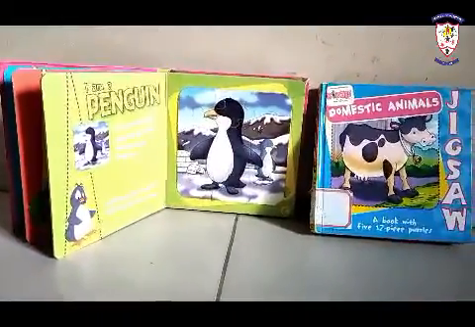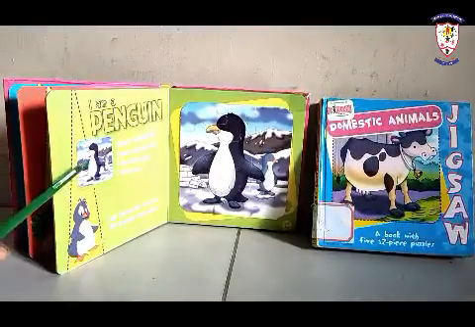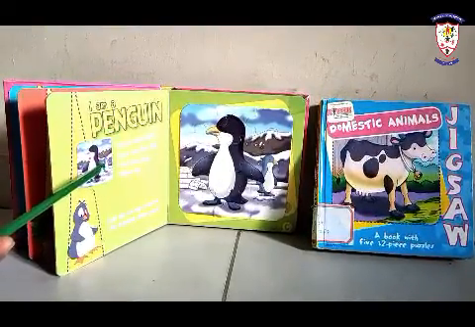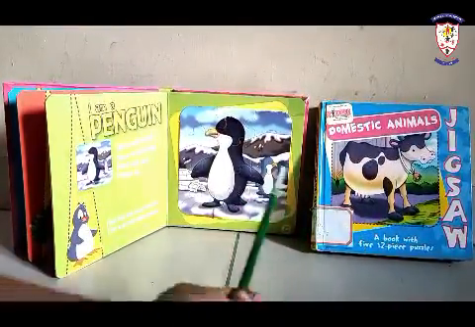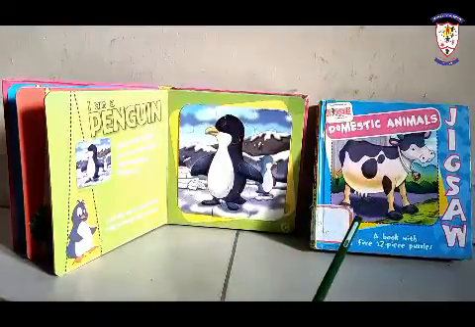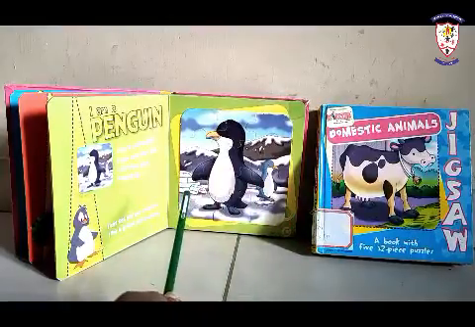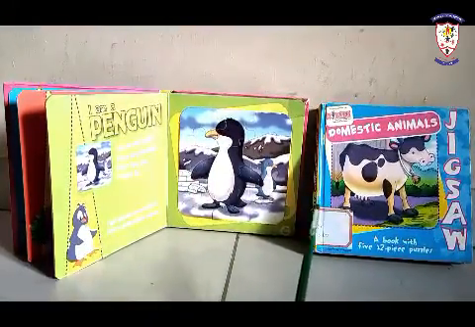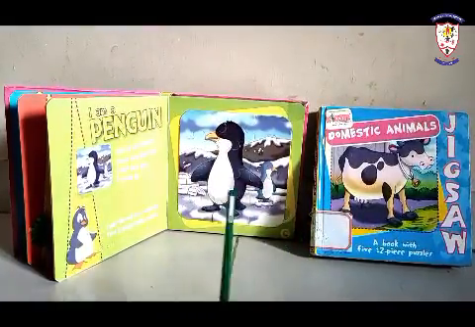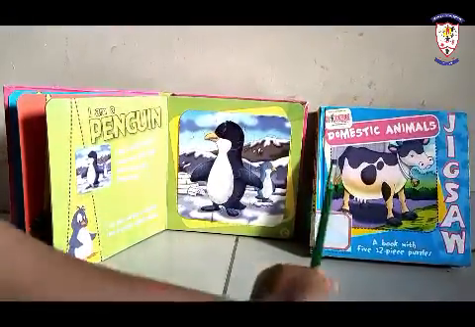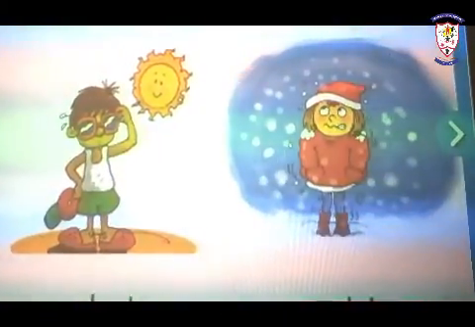Now, look here. Here I have two books. Look at this book. This book is open and this book is closed. Open, close. So, what is the opposite of open? Close. Open, close. Open and close.